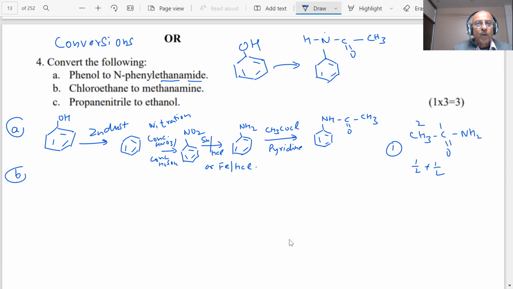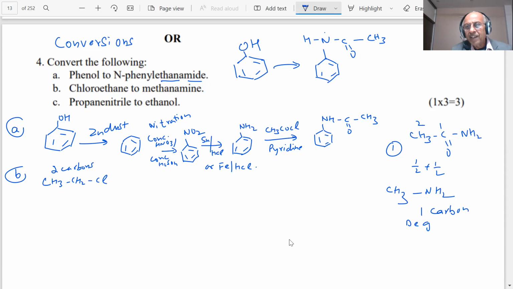Question number B, chloroethane. What is chloroethane, students? CH3CH2Cl. What you want to convert to is CH3NH2. There are 2 carbons. How many carbons are there? 2 carbons. And there is 1 carbon. So how do we do the degradation, students?